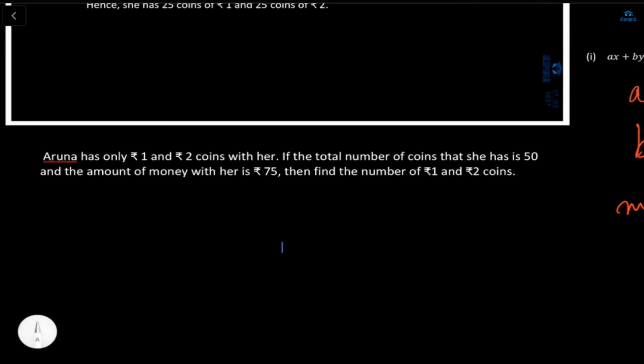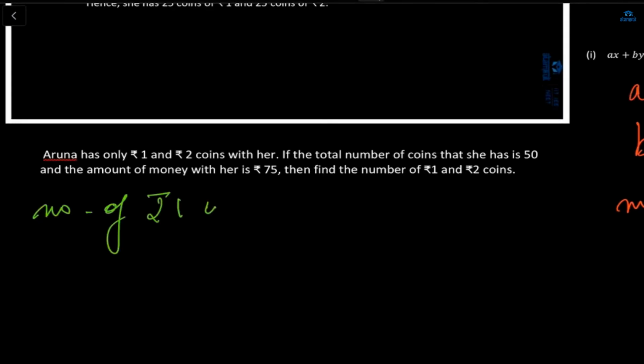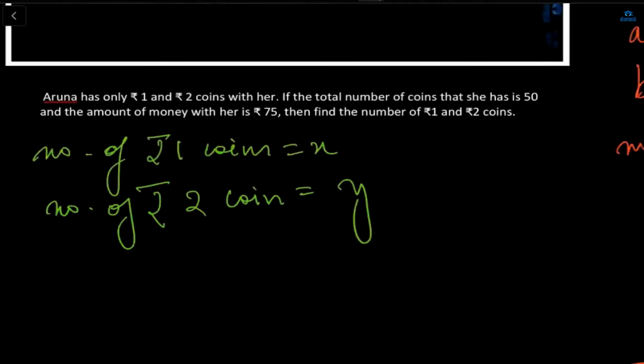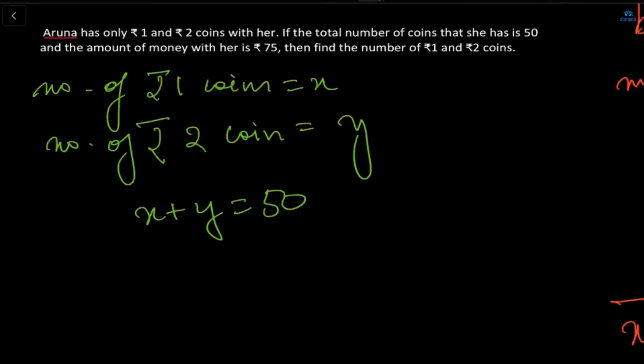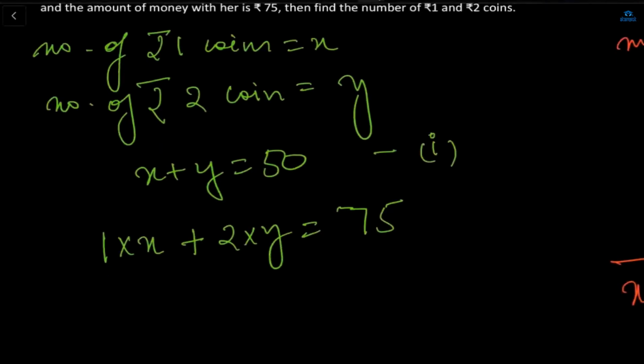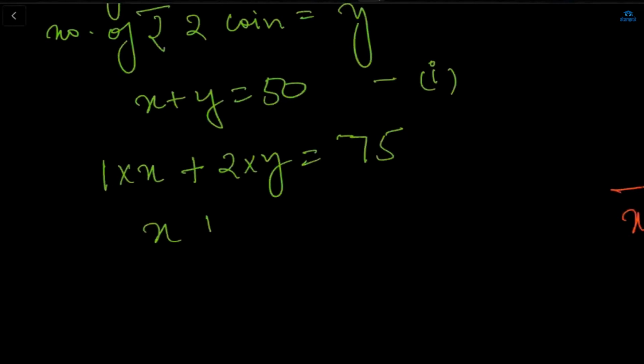So we are assuming that the number of 1 rupee coins is equal to X, and the number of 2 rupee coins is equal to Y. So X plus Y is equal to 50, because the total number of coins she has is 50. And the total money that she has is 75, so 1 multiplied by X plus 2 multiplied by Y is equal to 75. This is your first equation, everybody. And the second equation we can form is X plus 2Y is equal to 75. This is your second equation.